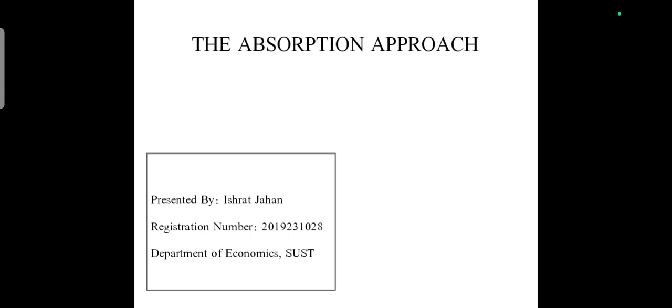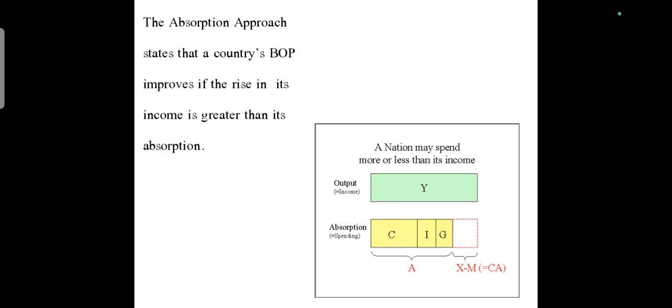Here I am Ishrat Jahan with you, and I will introduce you to the absorption approach. So let's begin. First of all, the absorption approach states that a country's BOP, or balance of payment, improves if the rise in its income is greater than its absorption. Here we will denote output or income by Y and the absorption or spending by A. Here absorption consists of the consumption, investment and government expenditure of the country.